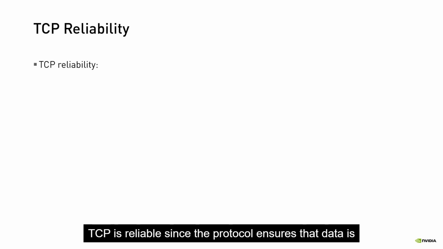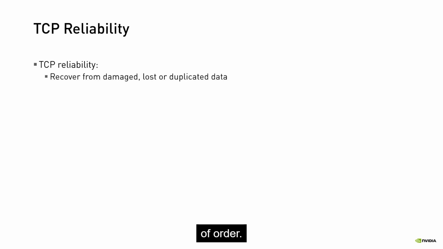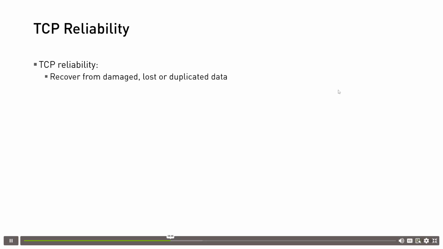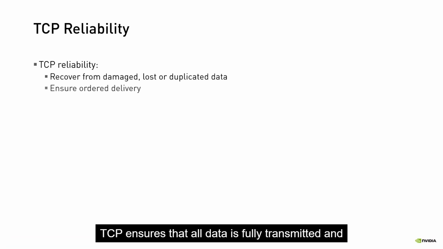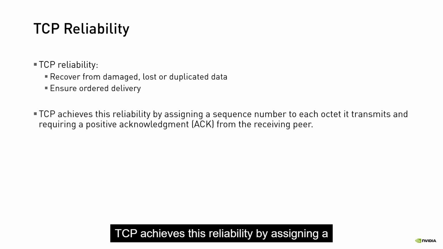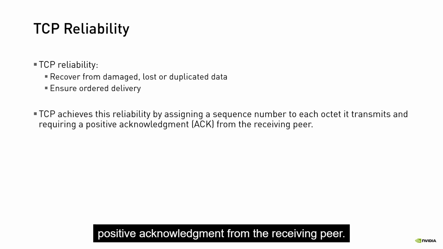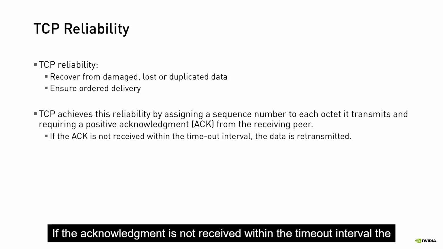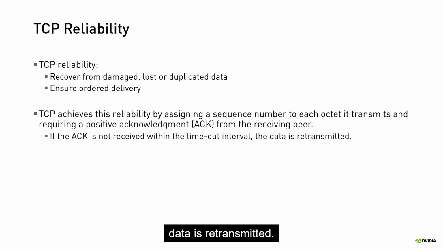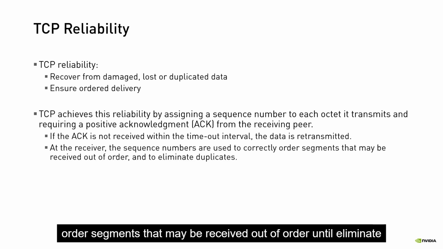TCP is reliable since the protocol ensures that data is not damaged, lost, duplicated, or delivered out of order. Otherwise, it must recover it. TCP ensures that all data is fully transmitted and can be assembled by the receiver in the correct order. TCP achieves this reliability by assigning a sequence number to each byte it transmits and requiring a positive acknowledgement from the receiving peer. If the acknowledgement is not received within the timeout interval, the data is retransmitted. At the receiver, the sequence numbers are used to correctly order segments that may be received out of order and to eliminate duplicates.